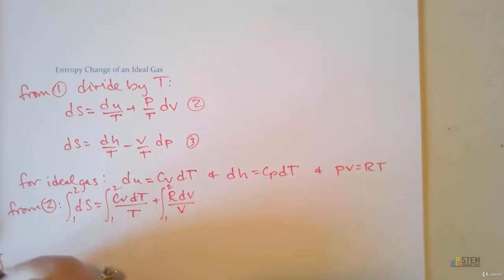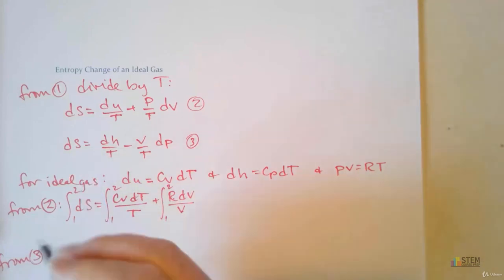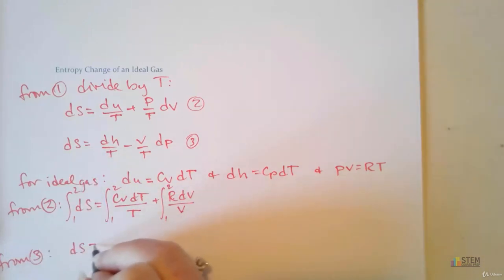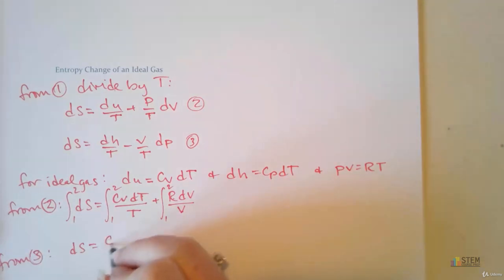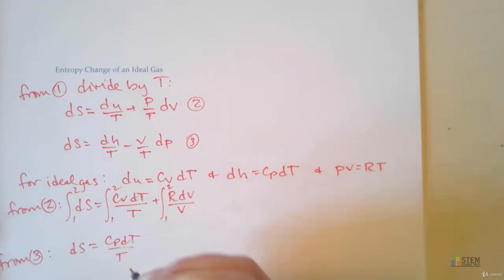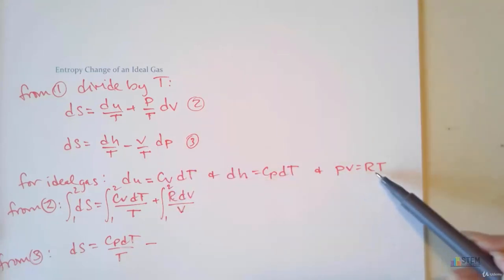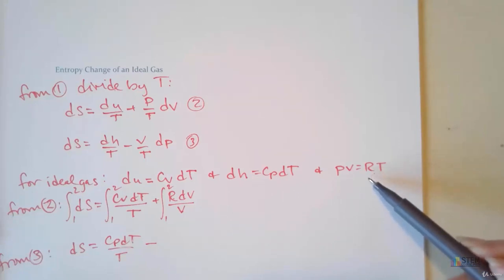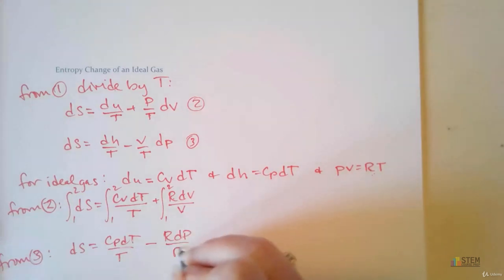From equation 3, we're going to do the same thing. Alright, we got ds, and then for dH, let's replace that with the specific heat of constant pressure times the change in temperature. Put that over t, and then for this one, we've got v over t. So let's solve this equation for v over t. So if you did that, you'll get R over pressure. So we'll have R dP over P.